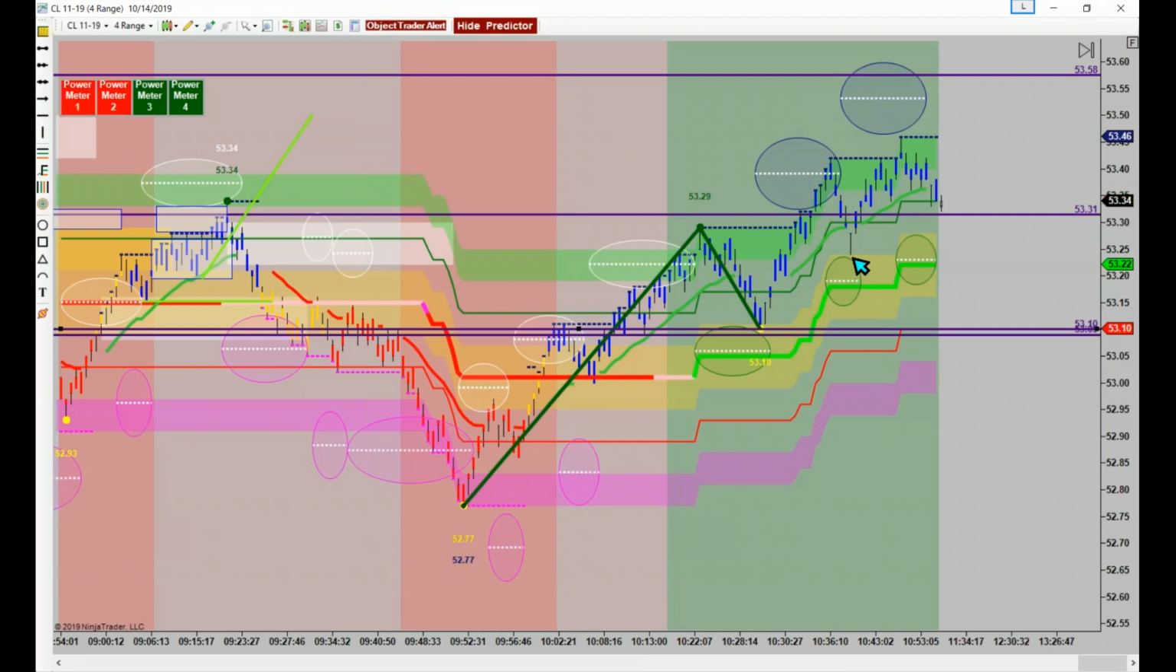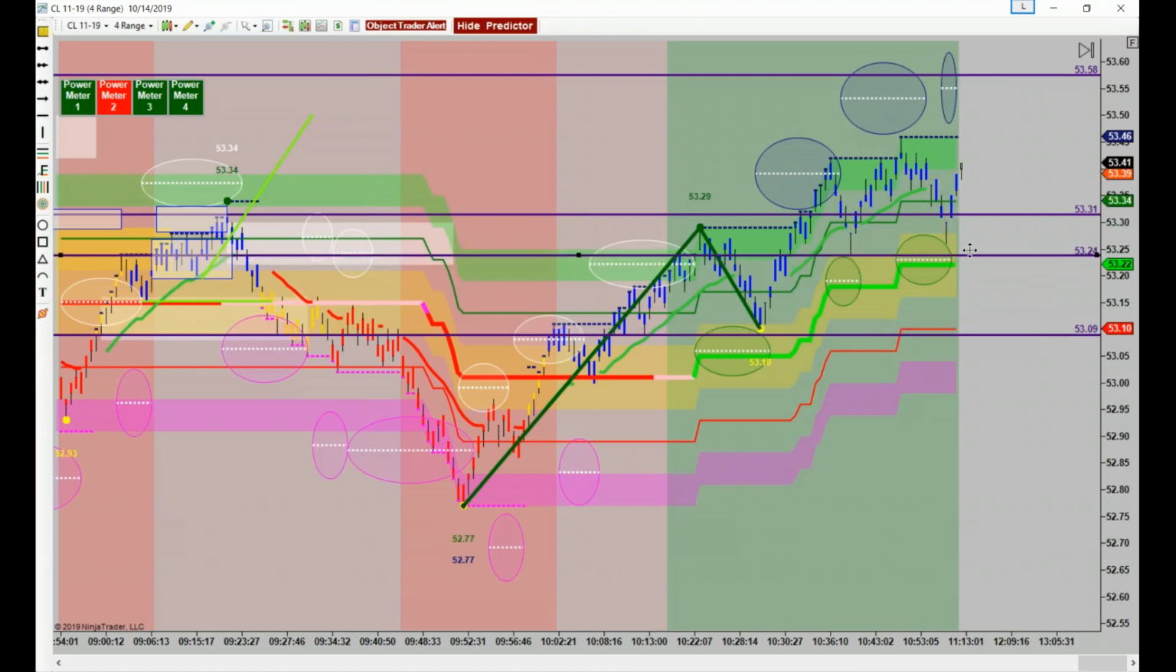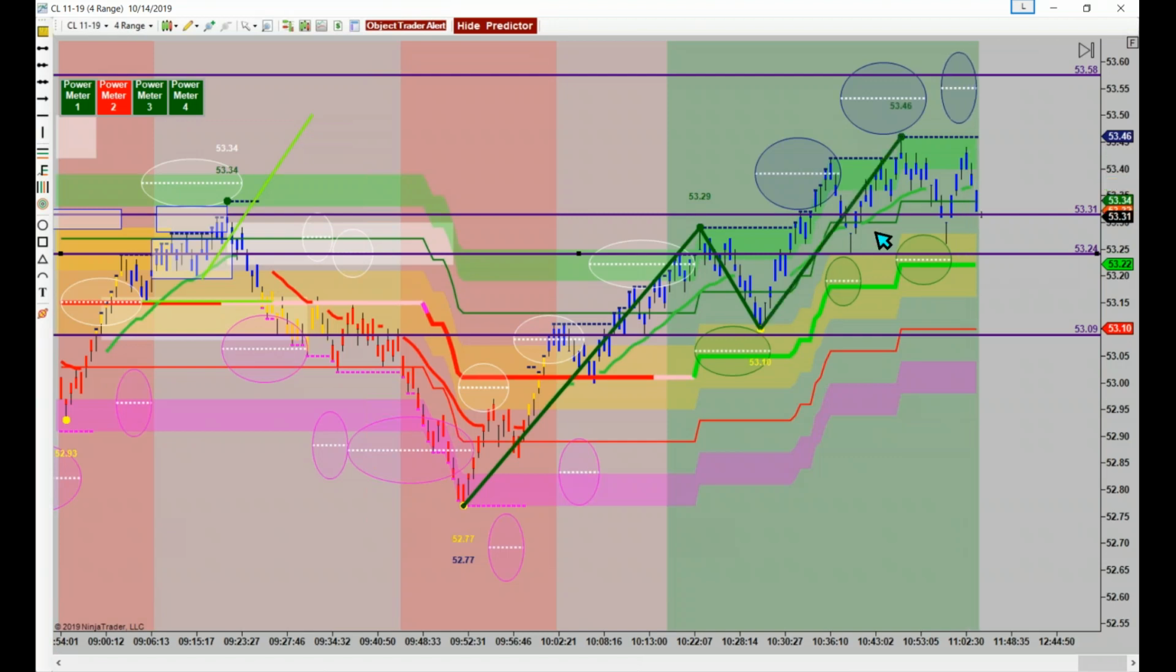This is an identified swing, barely. See how it just barely took this out, but not with a closed bar? That I don't consider to be an identified swing. So if it takes that out, we're not shorting it, by the way. Okay? You would just simply stop out of your long. Okay, you're stopped out of your long.